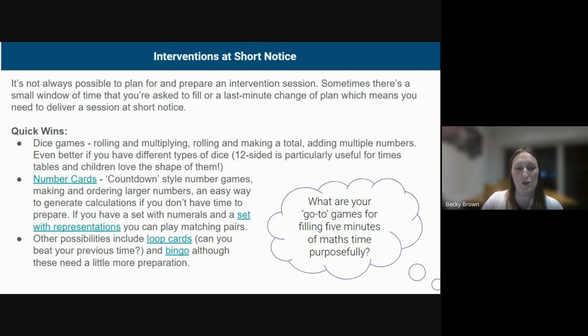So you could do countdown. If you've got number cards that have representations on, we've got some of those on site. We've got some Numicon ones, we've got some base 10 ones.